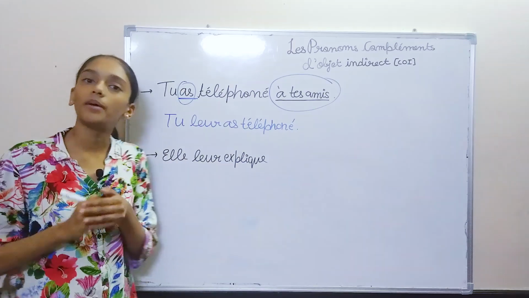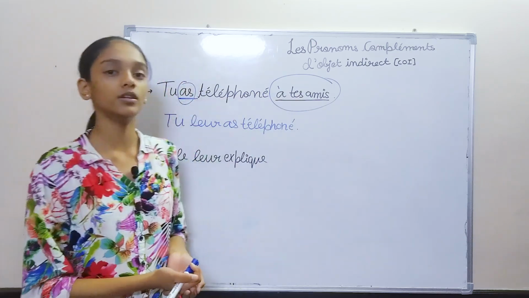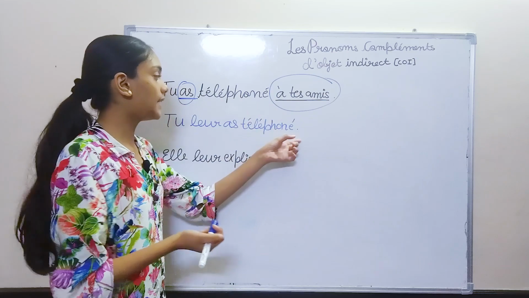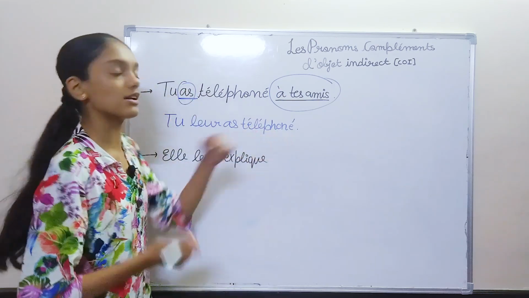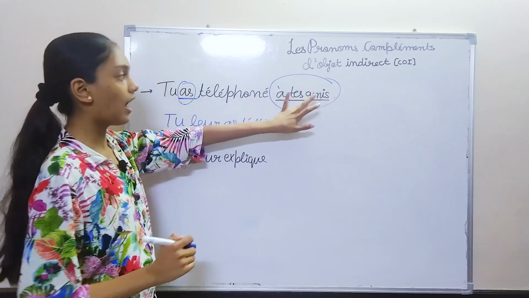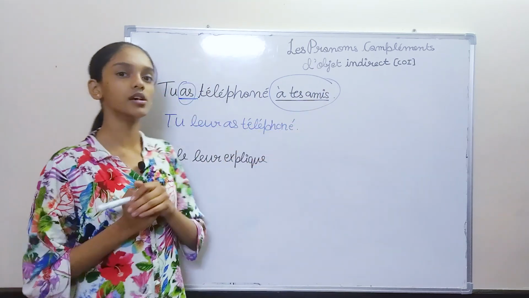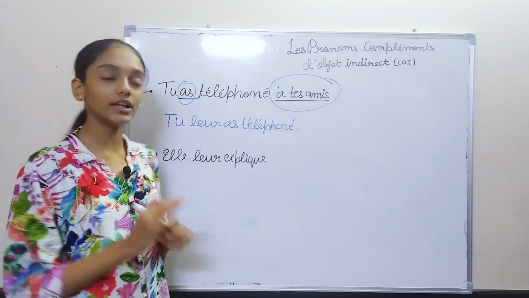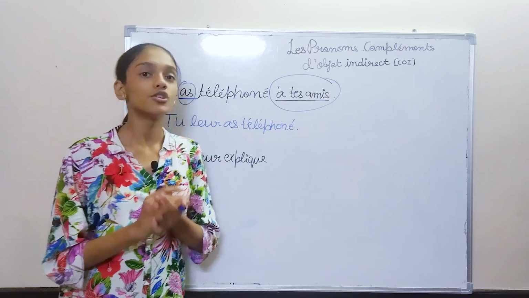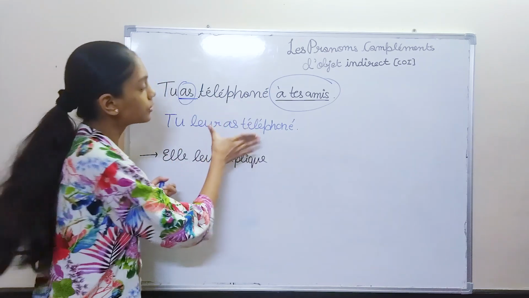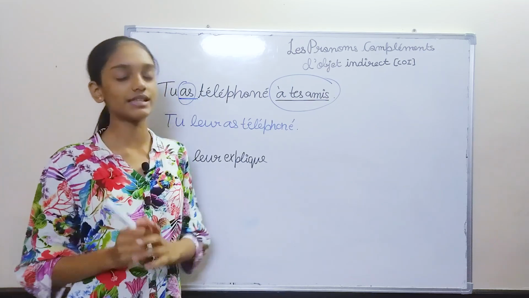If you remember in COD, we do accordance. If our object is feminine or plural or both, then we add e, s or es in our past participle. Now, over here, our object is plural. So will we add an s over here? No, we won't, because only in COD we do the accordance. And right now we are doing COI. So there will be no accordance in COI. This is the final answer. Be very careful: no accordance in COI, but only in COD.